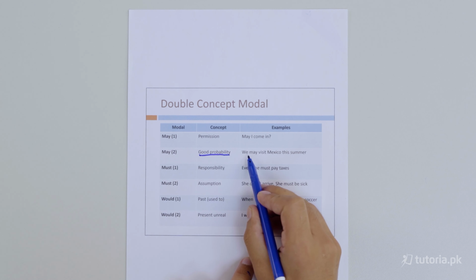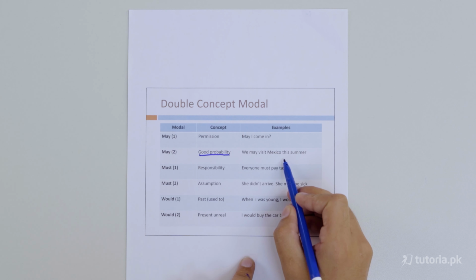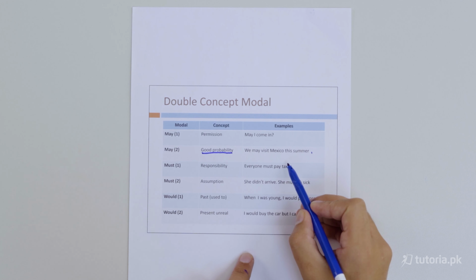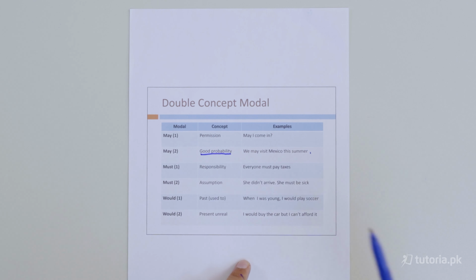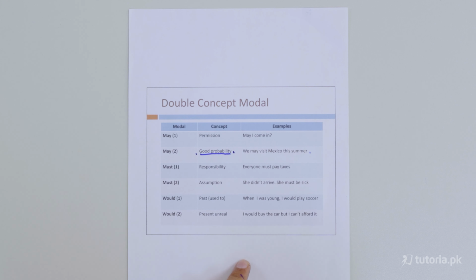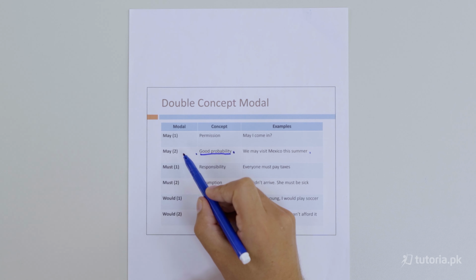We can use may to show good probability. For example, we may visit Mexico this summer. In this sentence, the probability is approximately 50% that you will go to Mexico this summer. Still, you are not completely sure, but the chance of your visit is pretty good. So you can use the word may.